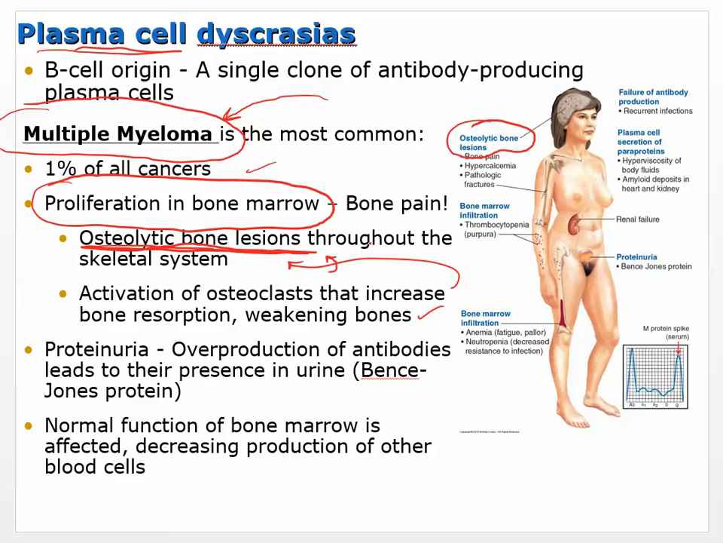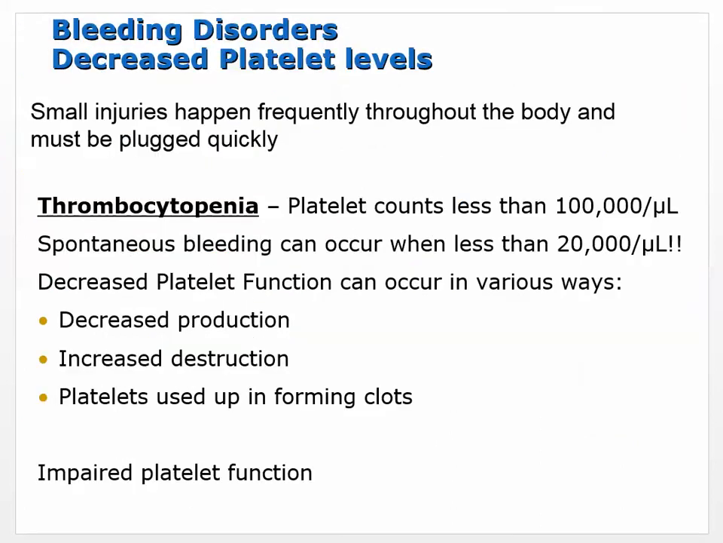All right, so proteinuria, you'll see this with a lot of things. But remember, we're talking about B cells. B cells are producing antibodies. Antibodies are a type of protein. Antibodies are part of those globulin proteins that are found in blood. So you're going to see a whole lot of antibodies in the blood. And those can leak through the liver or the kidney and be found in the urine. Okay? Normal function of bone marrow is affected, decreasing production of other blood cells. All right. So that was our last blood cancer.